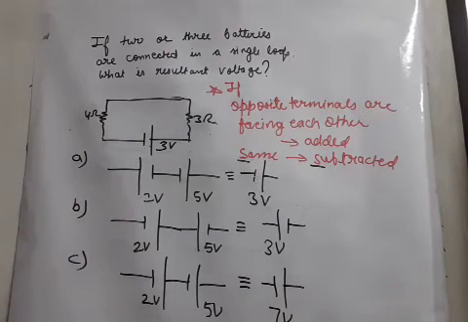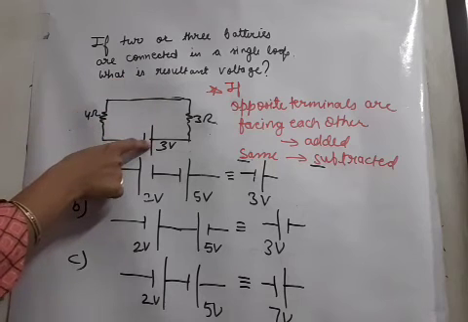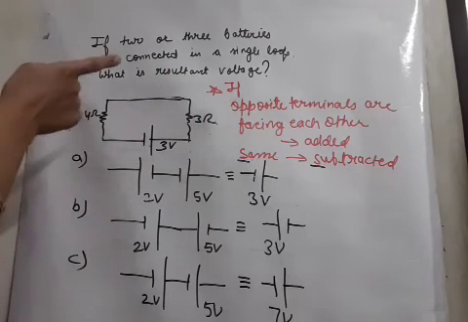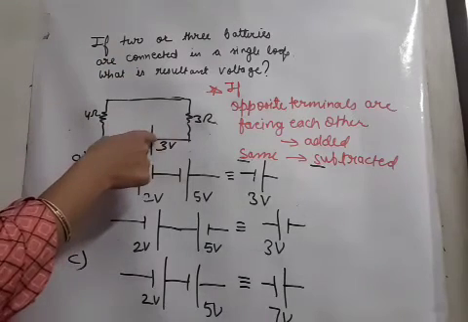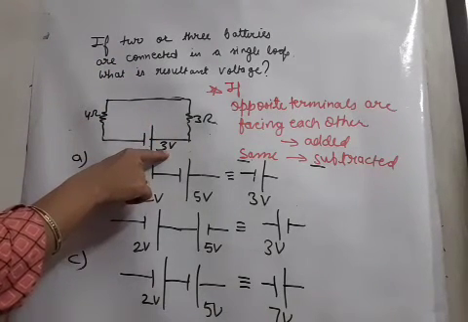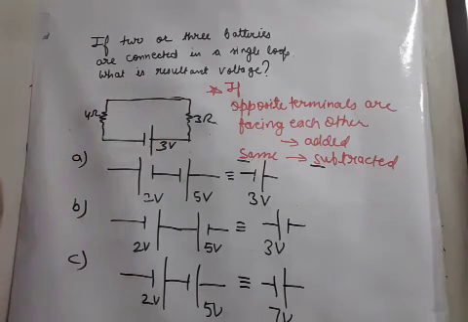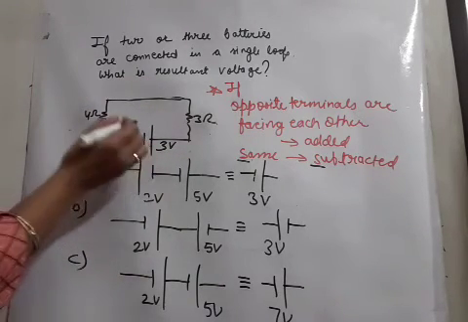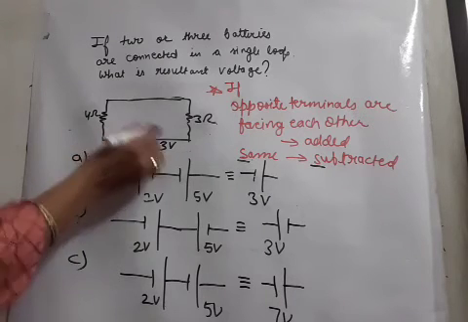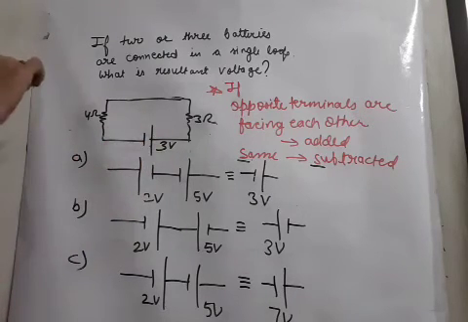You understood? So what have we done? 2 volt and 5 volt battery. We have seen that they were getting subtracted because positive was facing positive. So subtraction is 3 volt. That means now only one battery we can show in the circuit, 3 volt. And the terminal will always be of the bigger battery, of the resultant battery. So this is the resultant battery of those two batteries.